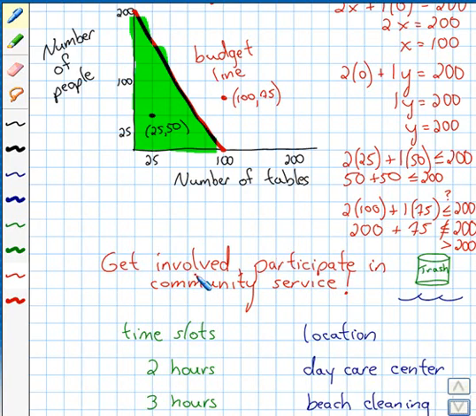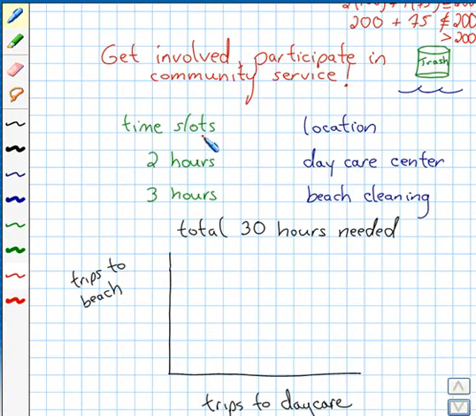Okay, so let's try another fun activity. So we're going to get involved and let's do community service. Now imagine you have some time slots to choose from. If you go to a daycare center, you can spend 2 hours there at a time. If you go do beach cleaning, you can spend 3 hours at a time. And if you need a total of 30 hours needed, we can consider the possible combinations.